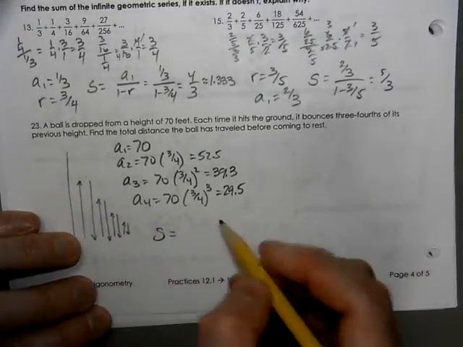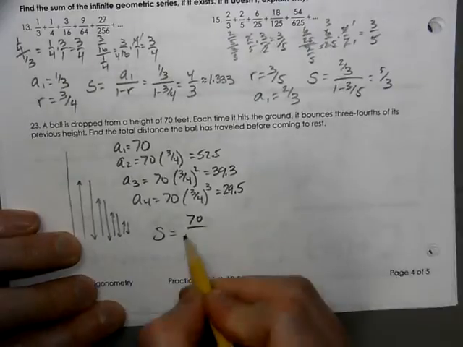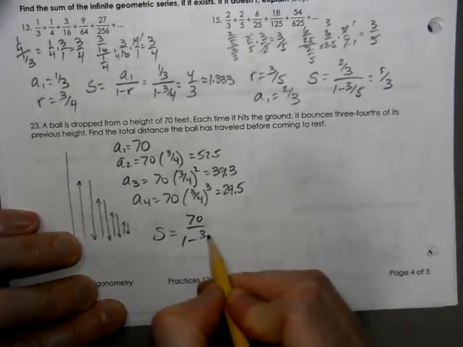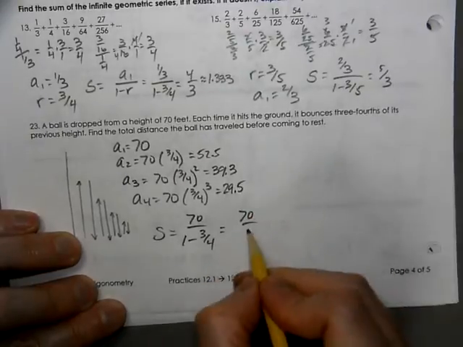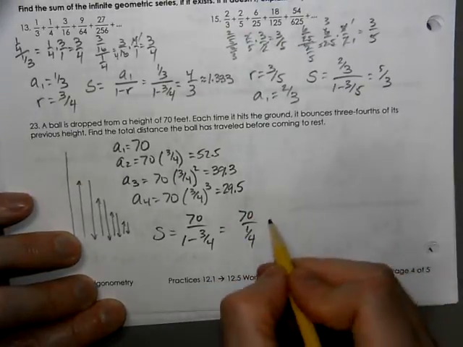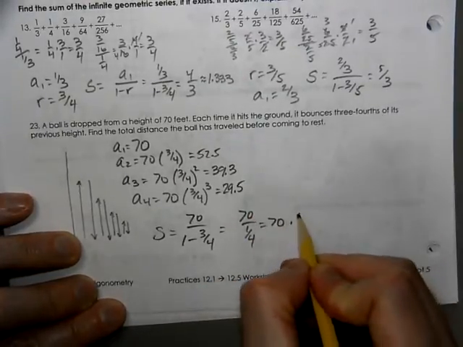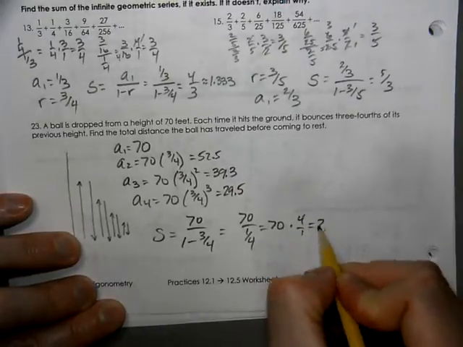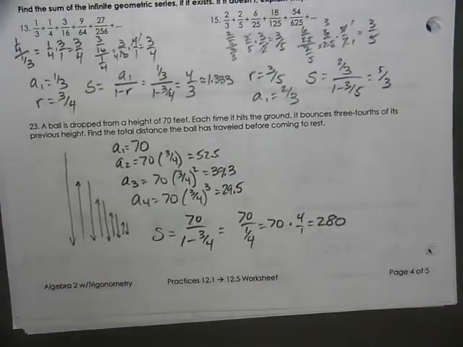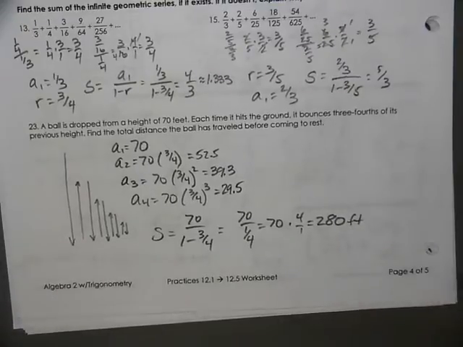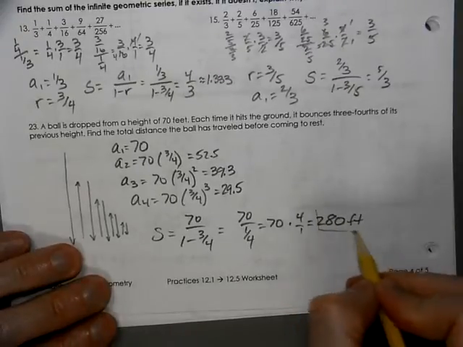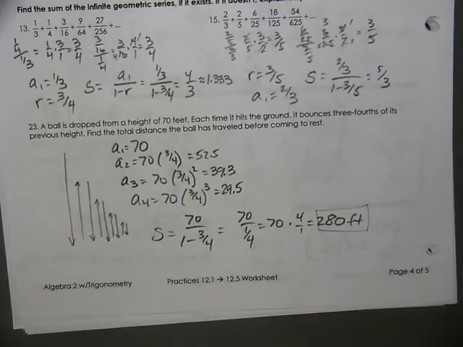So the sum has the first term at 70 over 1 minus our ratio. So of course that's 70 over 1/4. So we're going to take the 70 and times it by the reciprocal, which is 280. And that would be 280 feet. That's how much it traveled, up and down, up and down, up and down.